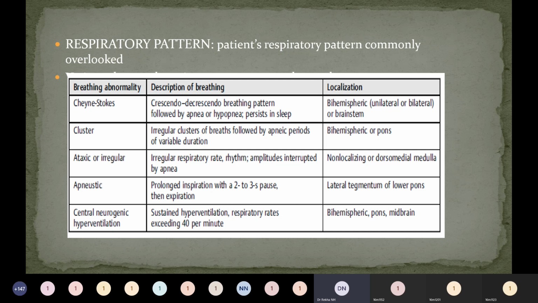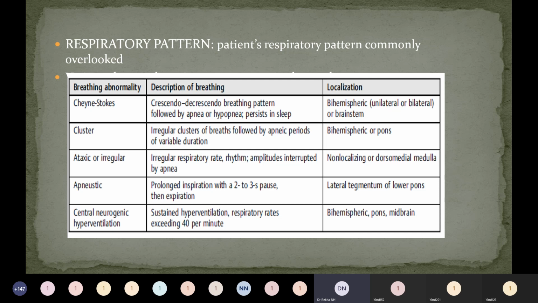Kussmaul's breathing we get in diabetic ketoacidosis. Cluster breathing means irregular clusters of breath followed by apneic periods of variable duration, usually in diffuse hemispheric or a pontine lesion. And ataxic breathing is usually not localizing. It can be lower brainstem, or it can be in an encephalitis patient.